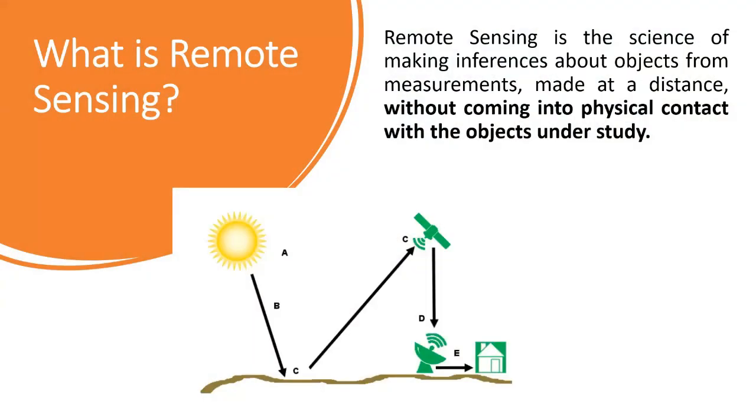So, remote sensing is the science of making inferences about objects from a distance without coming into physical contact with that object. This is remote sensing. Sensing means making inferences about that object, and remote means from a distance, not with physical contact. So, this is the meaning of remote sensing.